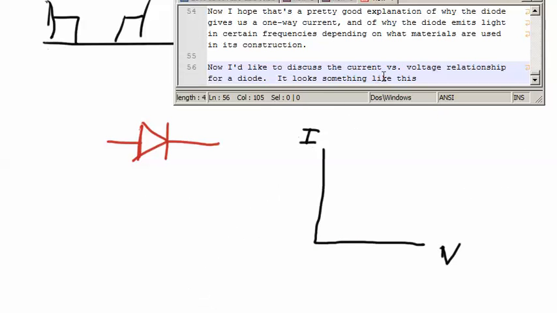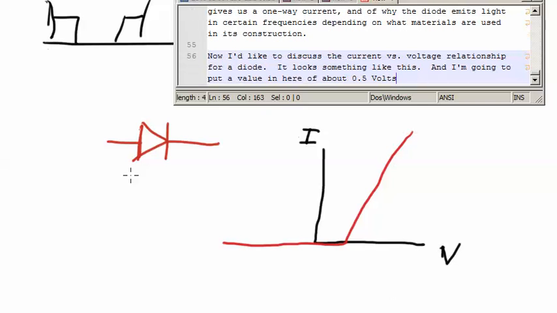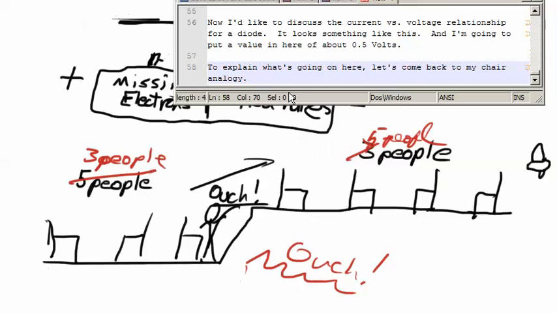Now I'd like to discuss the current versus voltage relationship for a diode. It looks something like this. And I'm going to put a numeric value in here of something like 0.5 volts. To explain what's going on here, let's come back to my chair analogy.